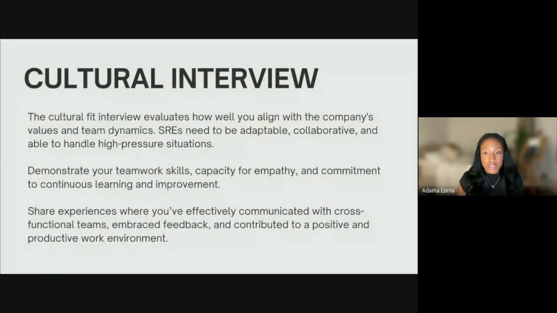Then you'll have the cultural interview. This is just to layer on some of those things, that you are the adaptable, collaborative person that we need in the SRE role, so that you're demonstrating those skills of empathy and commitment and continuous learning and improvement.